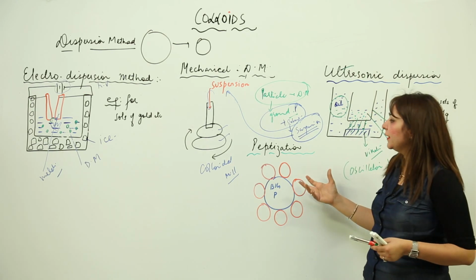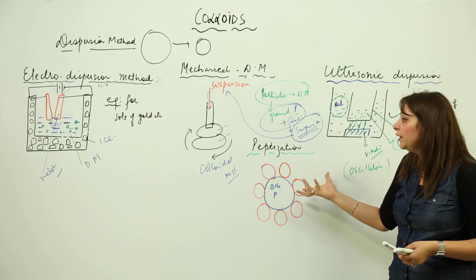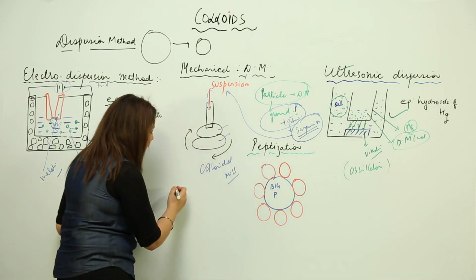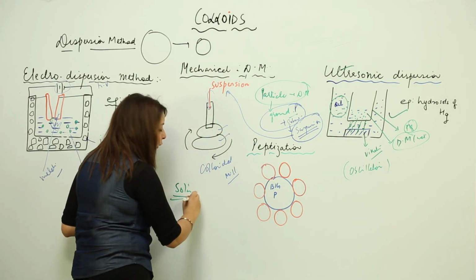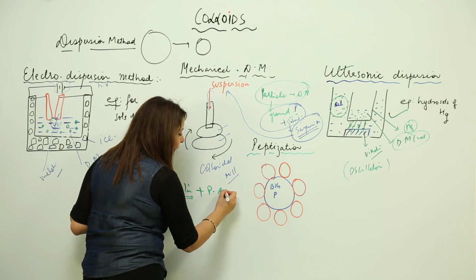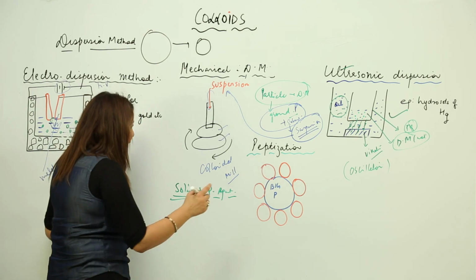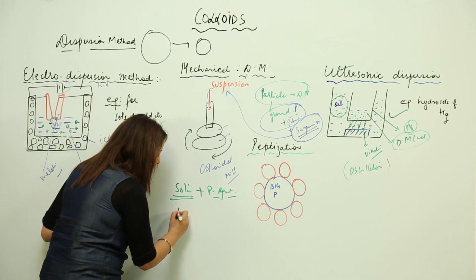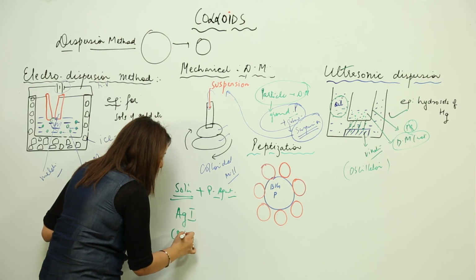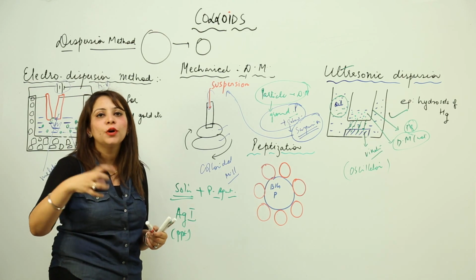The last dispersion method is peptization. So what do we do in this case? We have a solution which is obviously not a colloidal solution. We will be adding a peptizing agent into it. In this, the precipitate is used actually. You can say that peptization is a process of converting a precipitate to a colloidal solution.